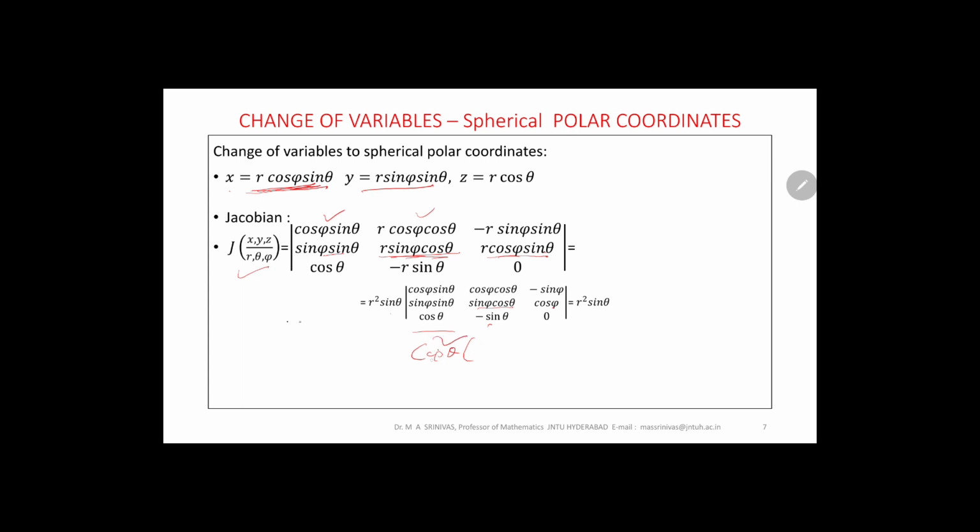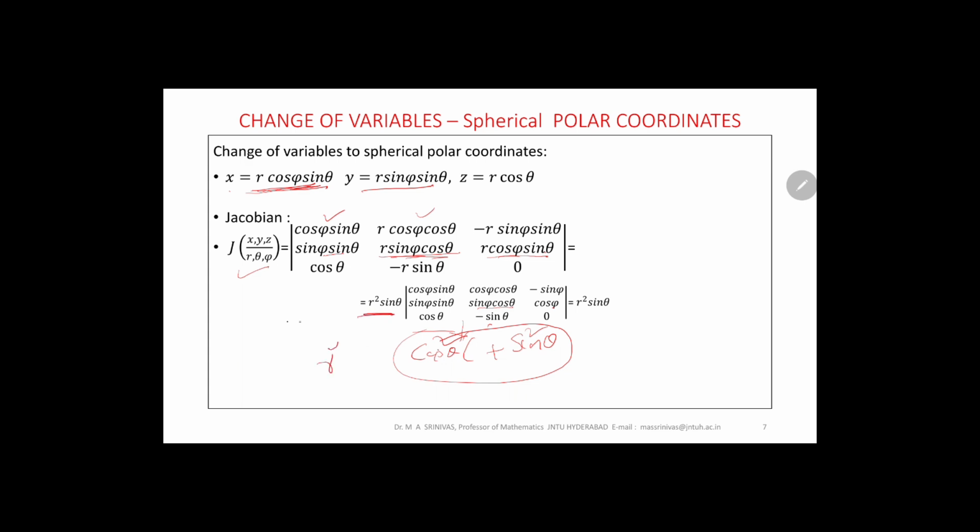Cos theta multiplied by cos theta is cos square theta. Minus of minus will be plus sin theta. If I remove these two and multiply these two, cos square phi sin theta, minus of minus, plus sin square phi sin theta. If I take sin theta common, cos square phi plus sin square phi is again 1. Therefore sin theta remains. Therefore cos square theta plus sin square theta will be 1. So this determinant value is 1.